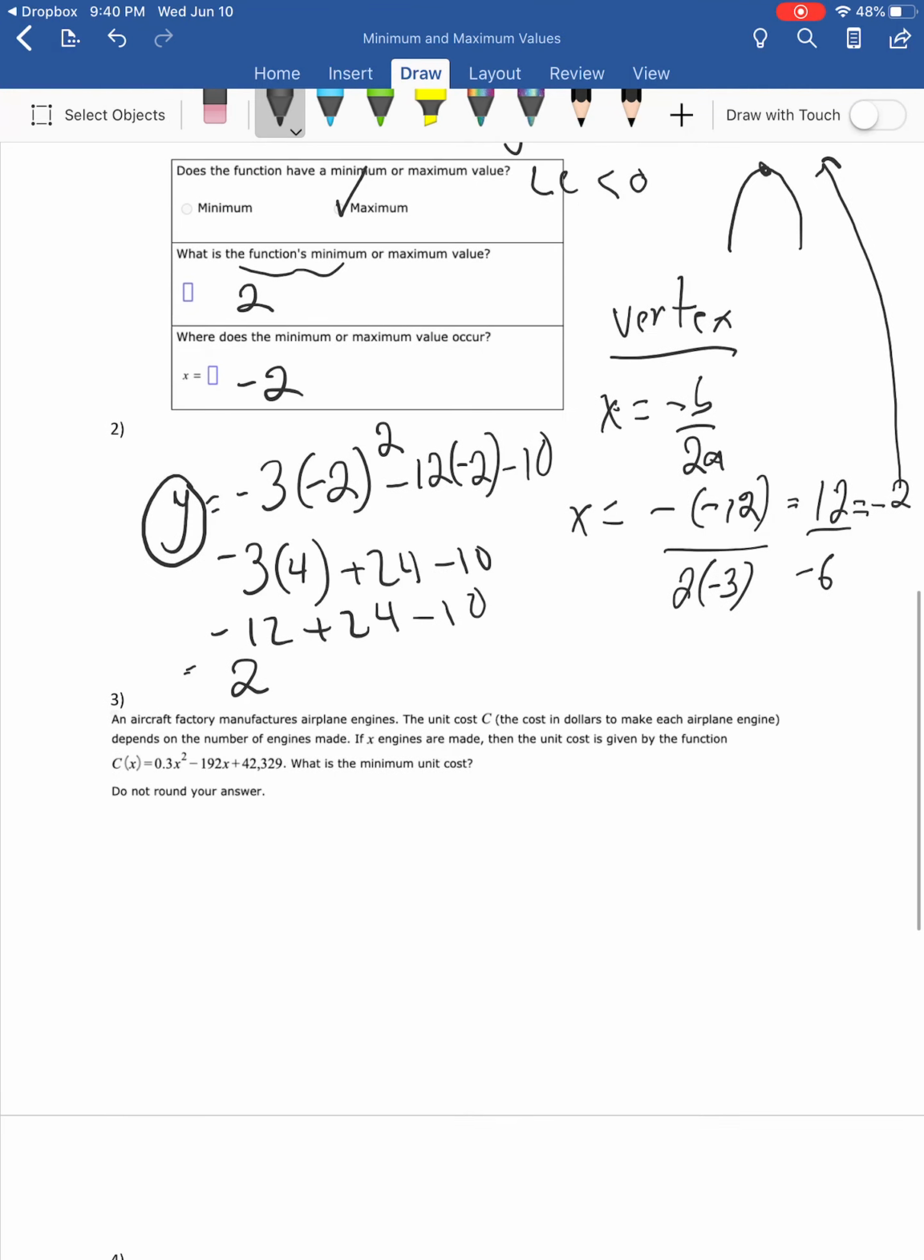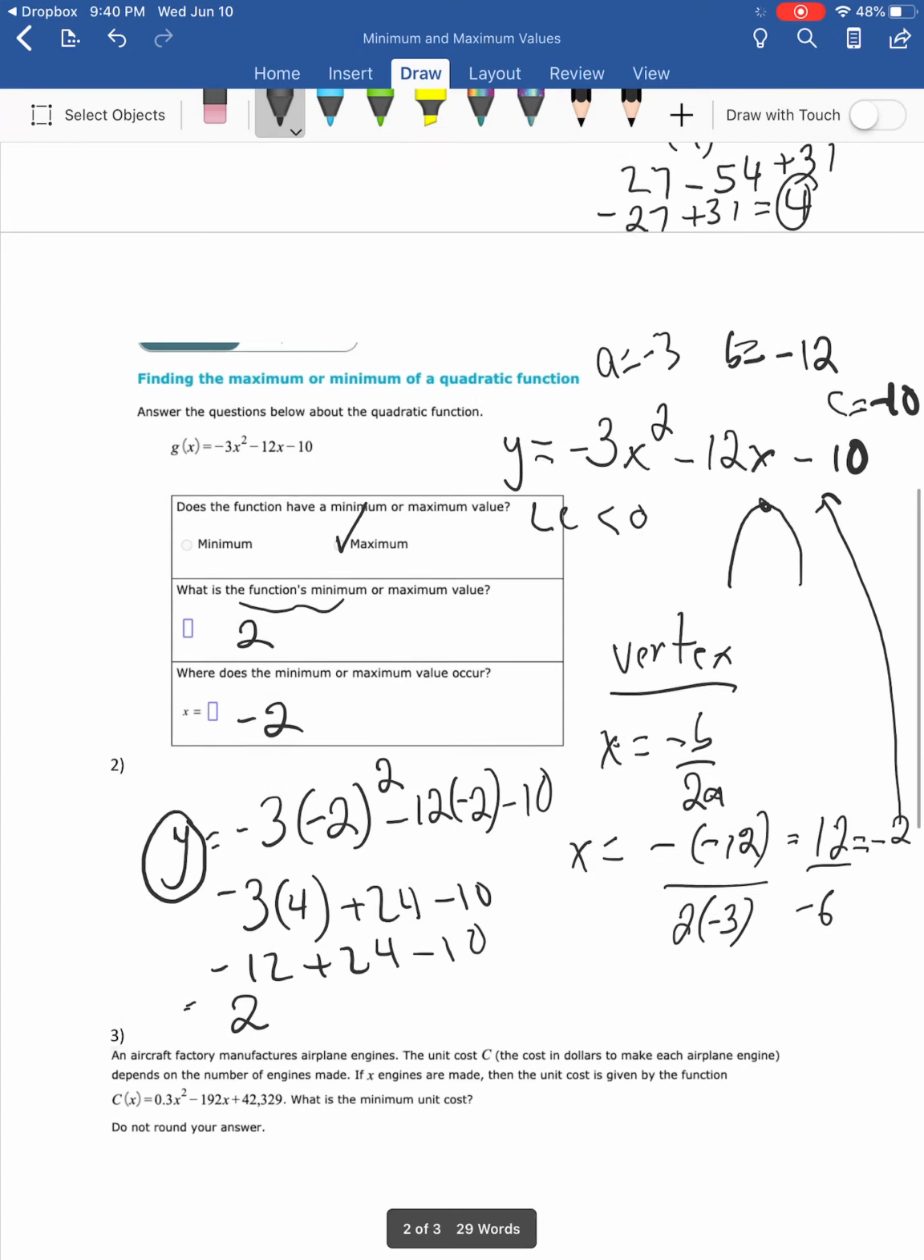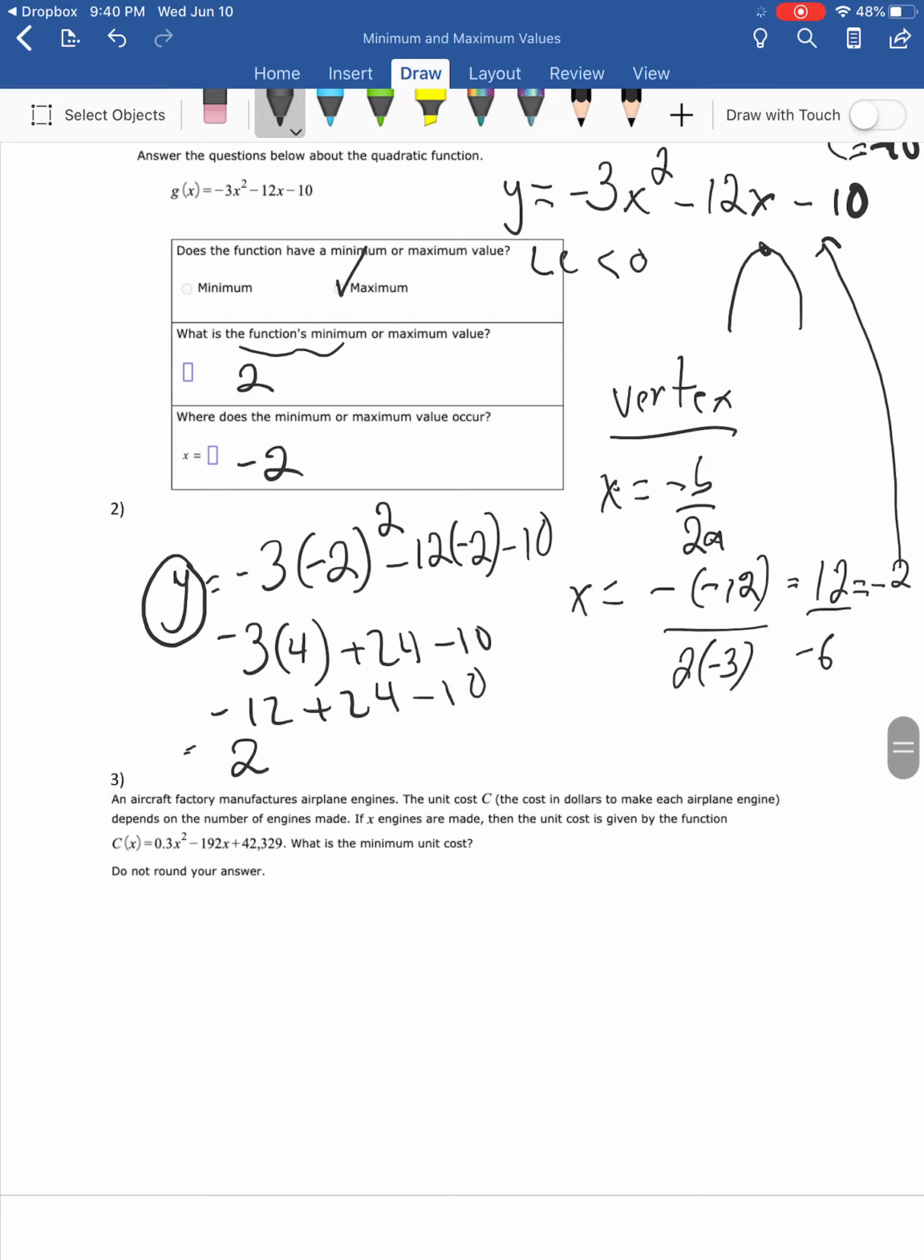Okay, the next couple of questions are different. So you have questions like this where it asks, do you have a minimum or maximum, and what is the value of the minimum or maximum? And then we have application problems, word problems. So we have this function C equals 0.3x squared minus 192x plus 42,329.